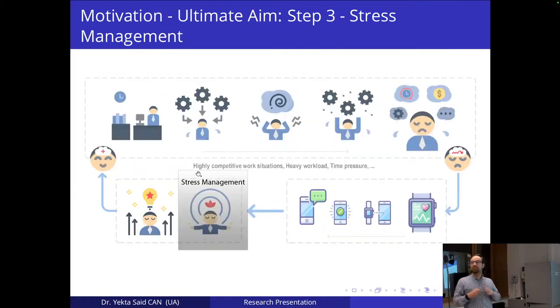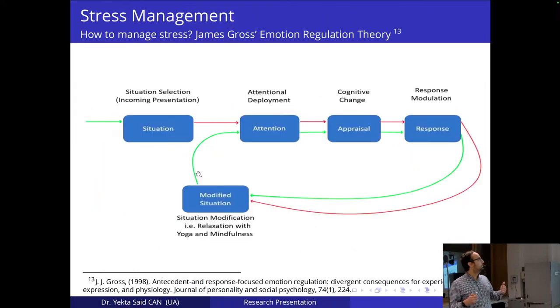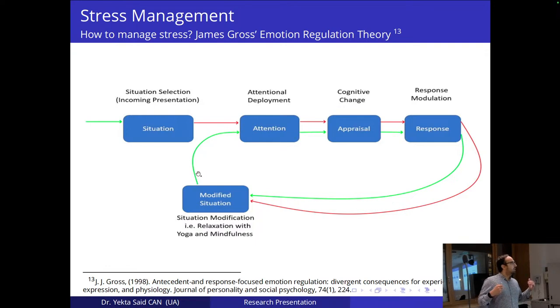Okay, so after we detect stress, we cannot just say to people, you are stressed. We need to manage the stress. How can we manage stress? According to James Gross's emotion regulation theory, we have some situation, we select some situation. Let's say we have an incoming presentation. We deploy our attention to this situation, then we change our cognition, then we create some response accordingly.